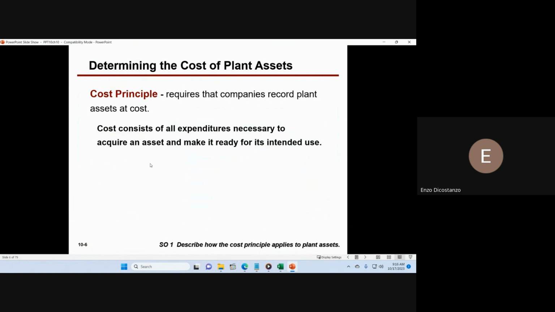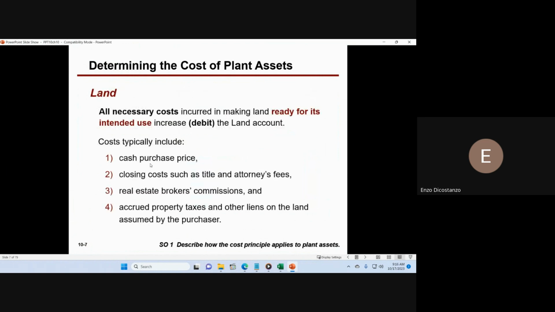The cost consists of all expenditures necessary to acquire an asset and make it ready for its intended use. Land, again, nothing happens without land. All necessary costs incurred in making land ready for its intended use increase the asset; obviously you're going to debit the plus side of an asset, the land account.